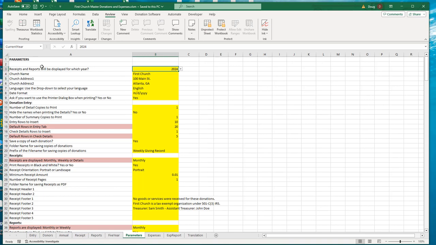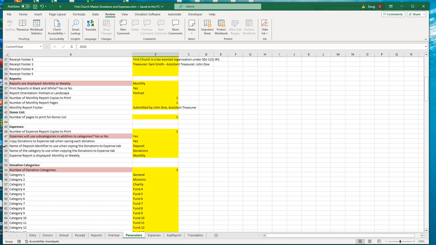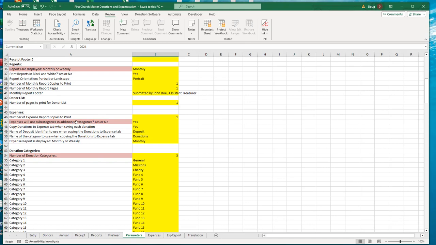So let's start with the parameters that I gave you. We'll come over here to the parameters and go down to the expenses portion, and this is where we want to start the conversation. When we are recording our expenses, do we want to use categories and subcategories? I'm going to say it's up to you, but I really am going to encourage you to use categories and subcategories.